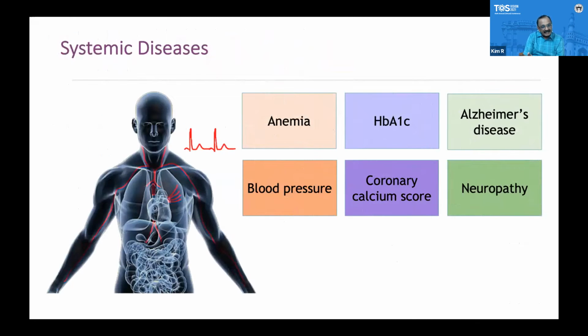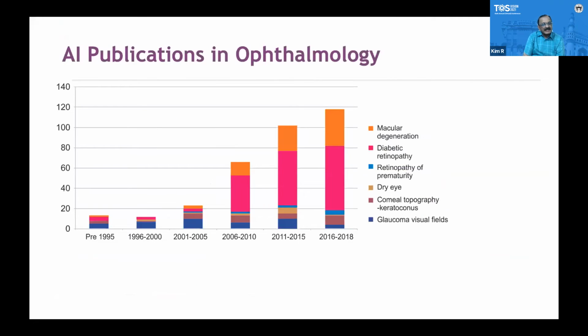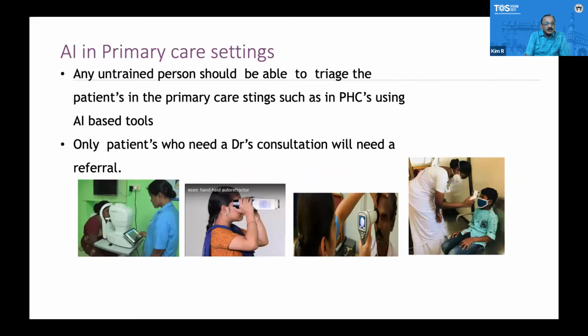So there are various other systemic diseases that our retinal fundus can show the doctors. Anemia can be predicted, and we detected the amount of HbA1c they are able to predict based on just looking at the fundus photos and various other stuff. So there's been a lot of interest in AI, as you can see from the growing number of publications in ophthalmology just using AI tools.